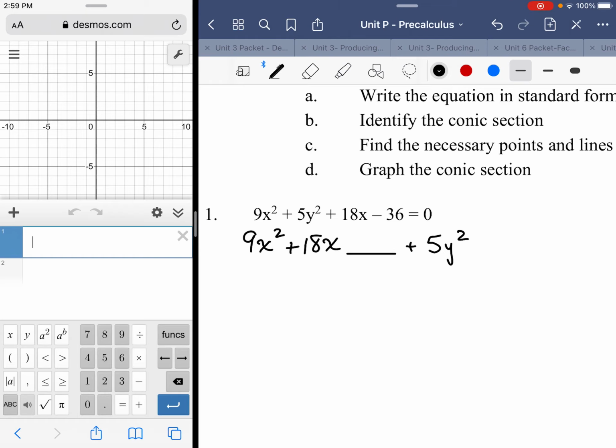All right. So next step in the process is going to be to add a 36 to both sides of the equation. All right. So I'm going to just add a 36 to the other side. So what I'm going to do here is just complete the square for the x terms.